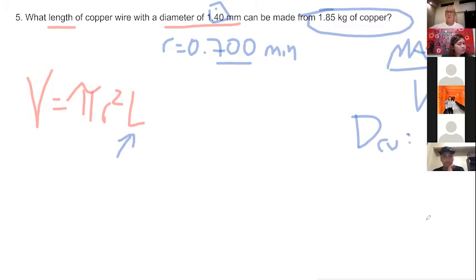Copper is going to be a lot more dense than aluminum. It's 8.96 grams over centimeters cubed. There you go. Numbers are useless without units. Exactly right. So 8.96 grams per cubic centimeter. So if we have 101.85 kilograms of copper, how many grams is that?